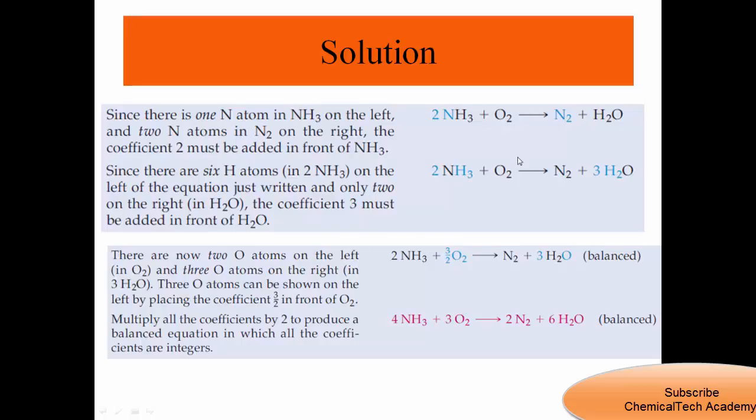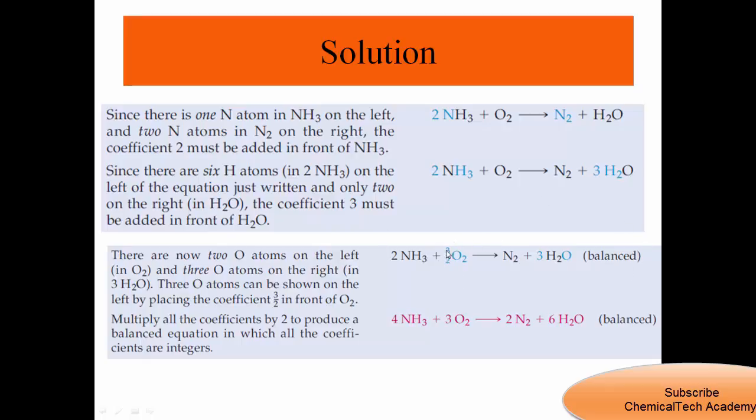So let's see, we have 2 oxygen atoms on the left hand side and 3 oxygen atoms on the right hand side. 3 oxygen atoms can be shown on the left by placing the coefficient 3 over 2, or 1.5, in front of O2. Okay, so when we place it here, the equation will be balanced.